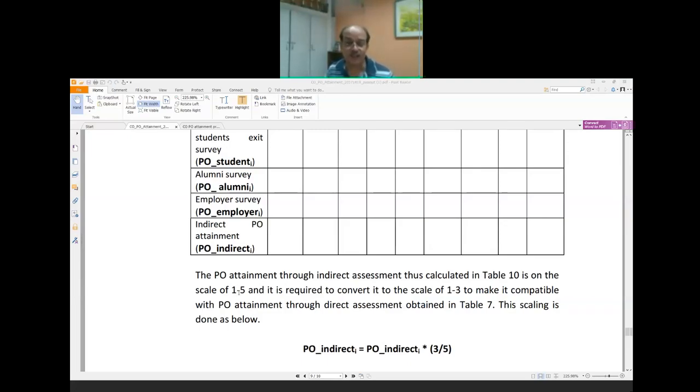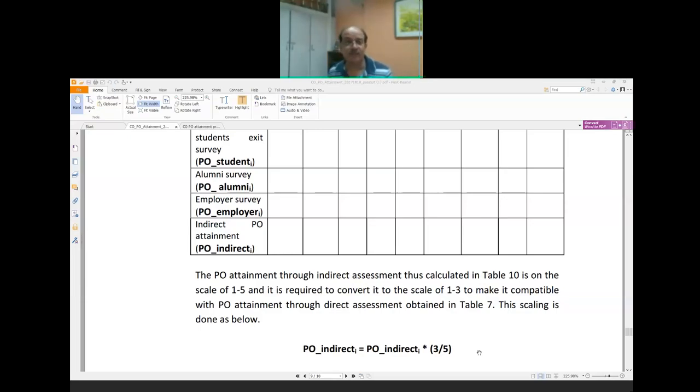Now, if you want to normalize it also, since we have calculated indirect based on the 1 to 5 scale, and the other POs, let's say direct, we have calculated on a 1 to 3 scale. So we have to normalize it. We say it's a scaling: PO indirect as IAS, PO indirect i into 3 divided by 5. What is 3 divided by 5? Because we have got direct with the 3 scaling, and this we have got with the 5. So that's why we have to scale them to this particular value.